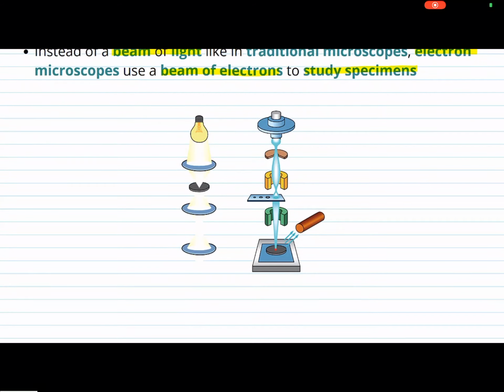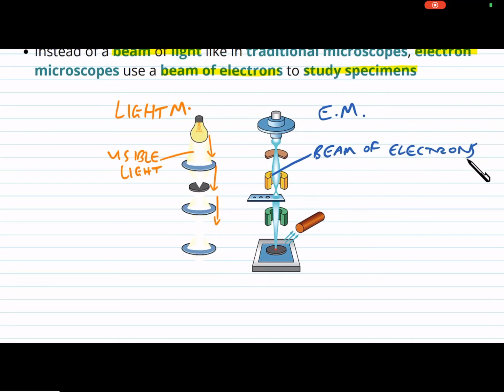So here we've got the two contrasting systems and how they work. On the left we've got a light microscope, whereby visible light is shone from a light source through various lenses, through the specimen and to our eye. In the case of an electron microscope, we've got a beam of electrons which shoot through the specimen and again get scattered to a detector and then to our eye. So they use different types of radiation.